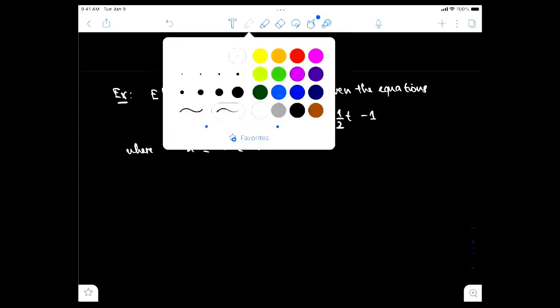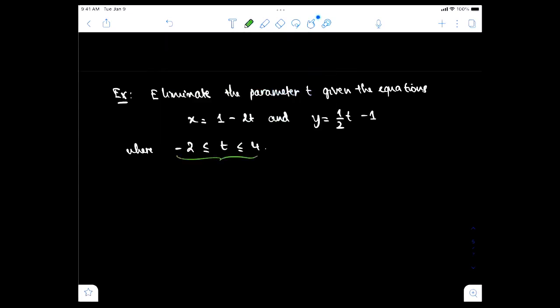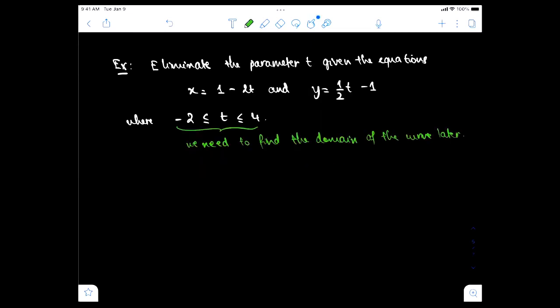Let me note quickly here: we need to find the domain later. But the process of eliminating the parameter t is very similar to the previous example. It's just that at the end, after you get y equal to f of x, you have to define the domain of the curve. That means you have to find the restrictions for the value of x.